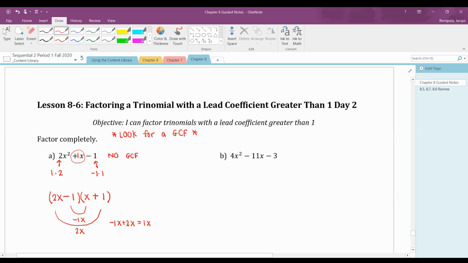Because that 1x is exactly what I want to see, because that's the middle term, we know that we guessed correctly, so then I can go ahead and I can circle that. That is my final answer. I don't have to go any further.